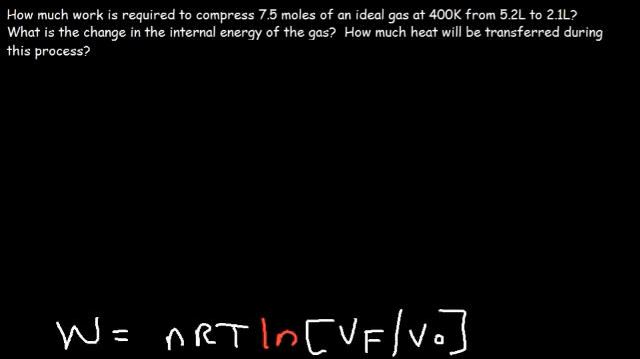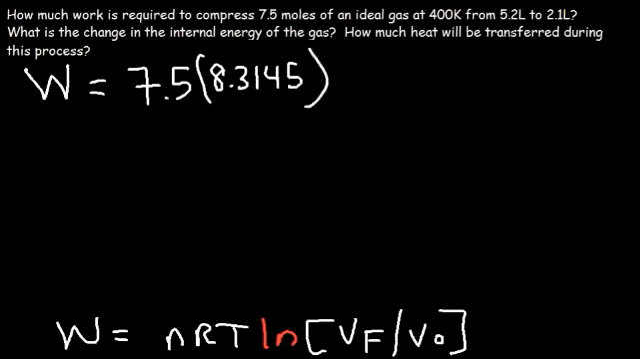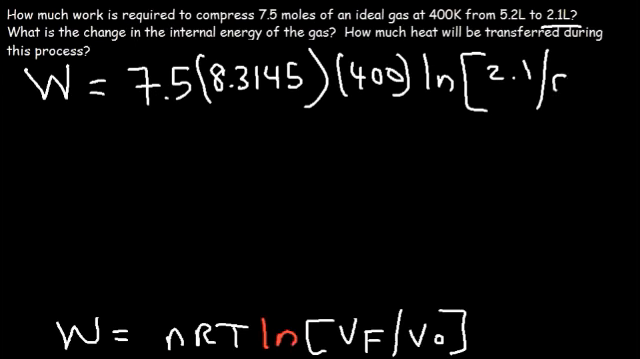Now let's finish this problem. N is the number of moles, which is 7.5. R is the energy constant for gases, 8.3145. T is the temperature, 400 Kelvin. And then this is going to be ln V final, which is 2.1, divided by V initial, and that's 5.2.